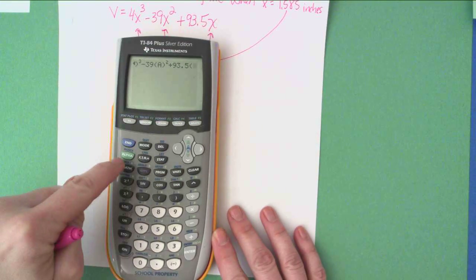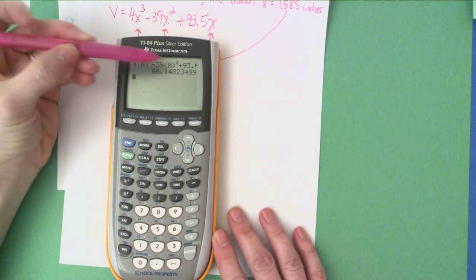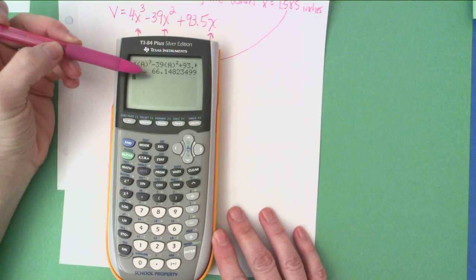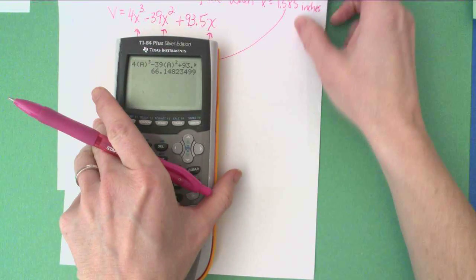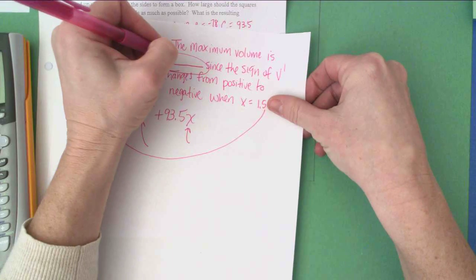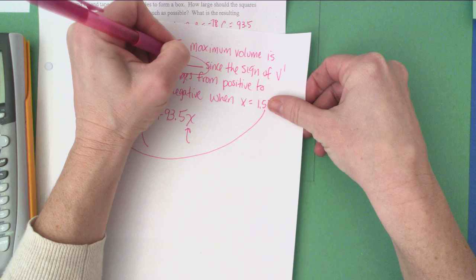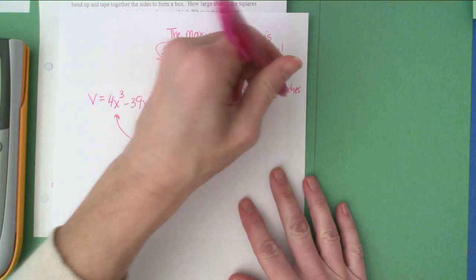93.5 times alpha A. So my volume now, rounded to thousandths, the maximum volume is 66.148 inches cubed. So that's what's going to fill in this blank right here. 66.148 inches cubed, or cubic inches. So this would be my final answer.